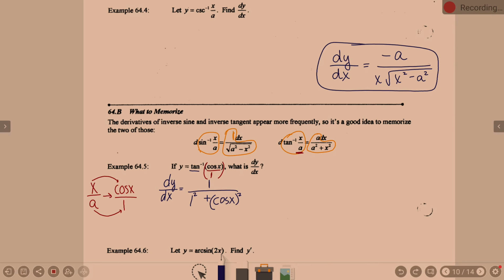So when I say what is the derivative of tangent inverse of something, it's this fraction times the derivative of something. What is the derivative of something? So what's the derivative of cosine x? Negative sine x. So why didn't we do chain rule before?